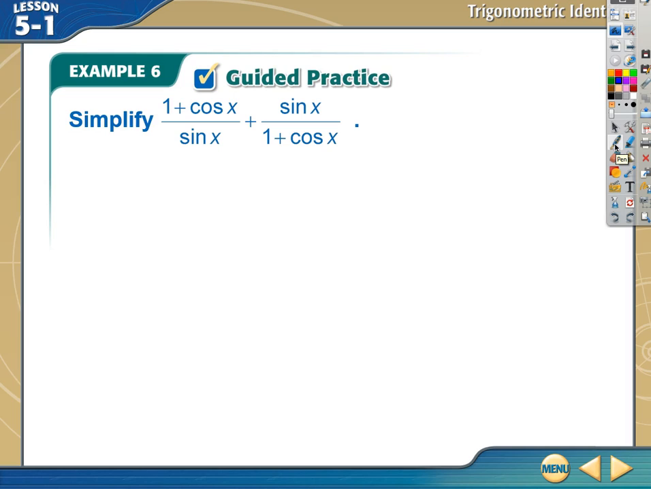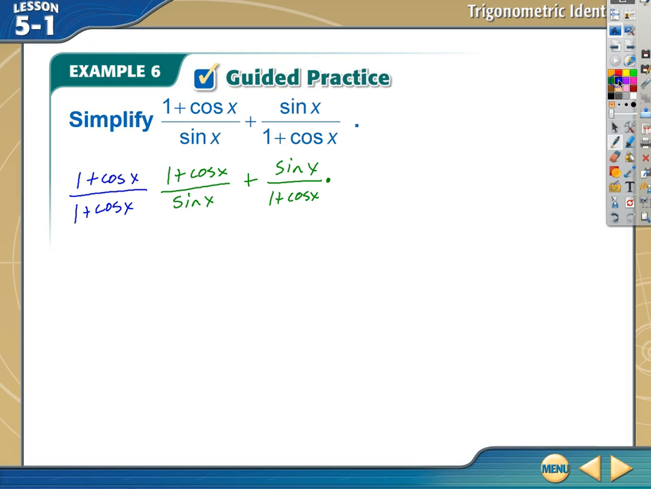Simplify. Okay? Again, I've got some issues. My big issue is that I don't have a common denominator, so I'm going to make a common denominator. Same thing that I did before. So this is 1 plus cosine of x over 1 plus cosine of x, times the 1 plus cosine of x that we have here over sine of x, plus sine of x over 1 plus cosine of x times my special 1. And my special 1 again is the denominator of the other one: sine x over sine x.